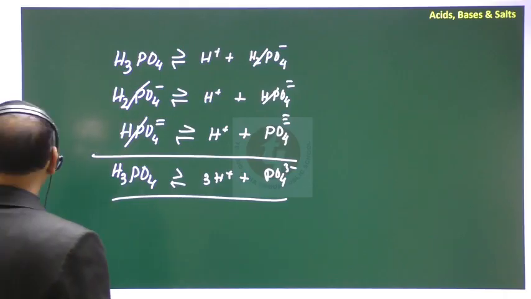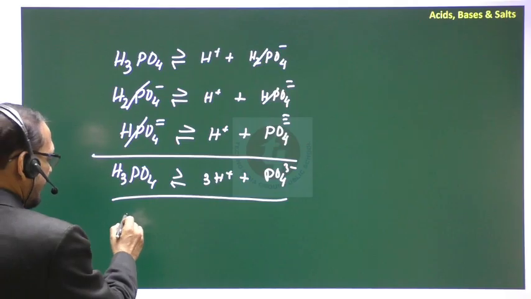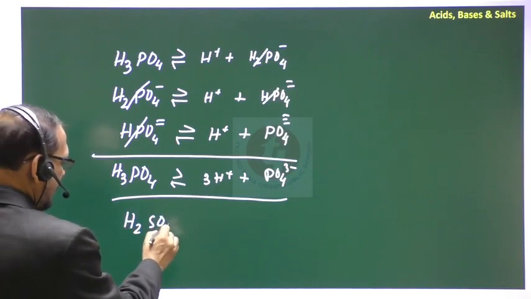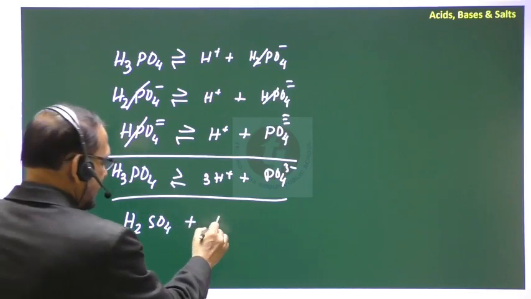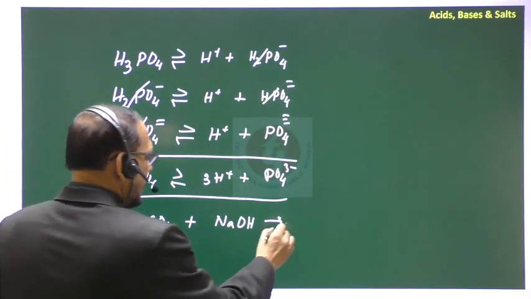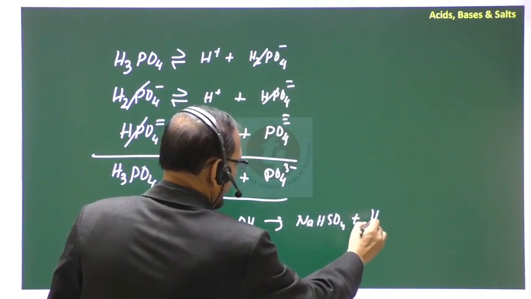So another reaction I am giving: an acid like H2SO4 and a base NaOH. What will happen? It may give NaHSO4 and water.